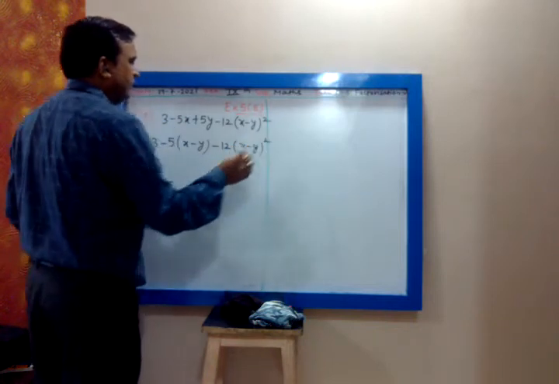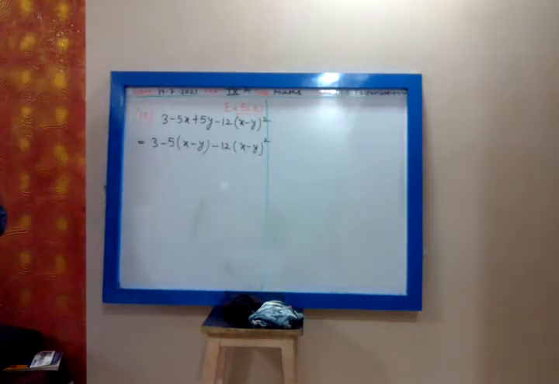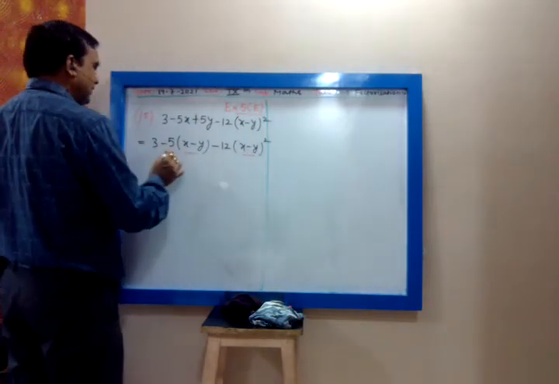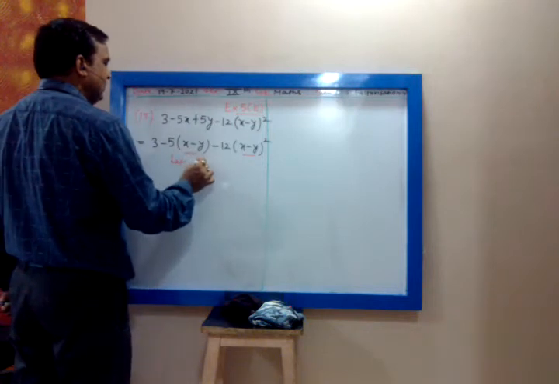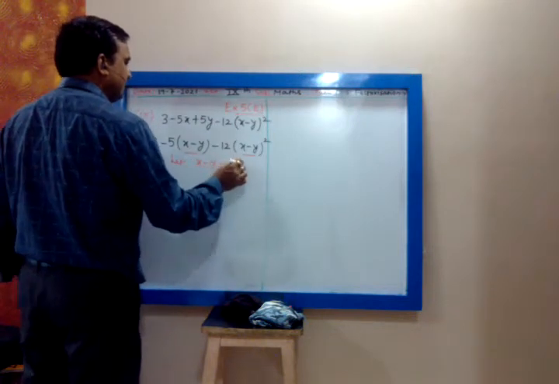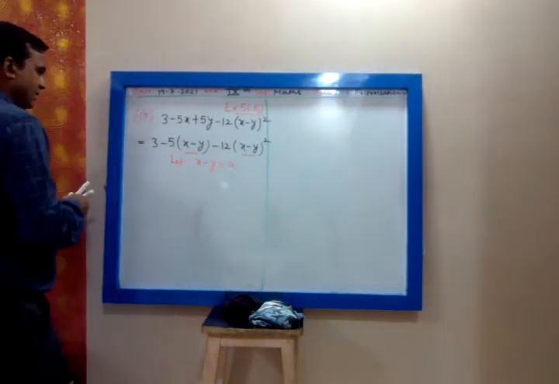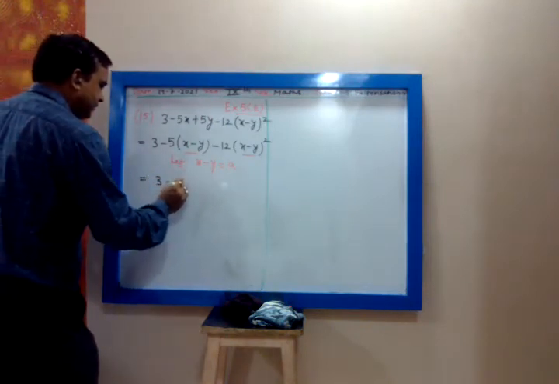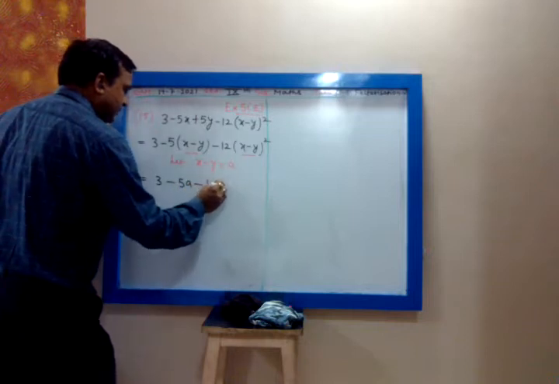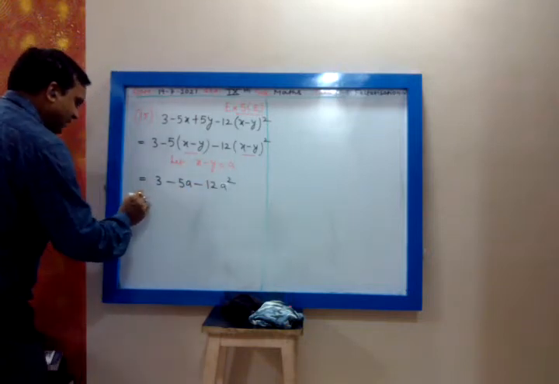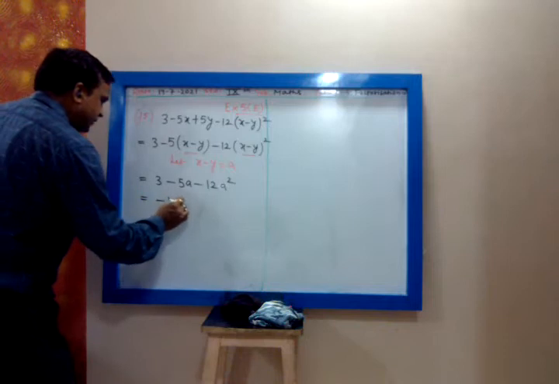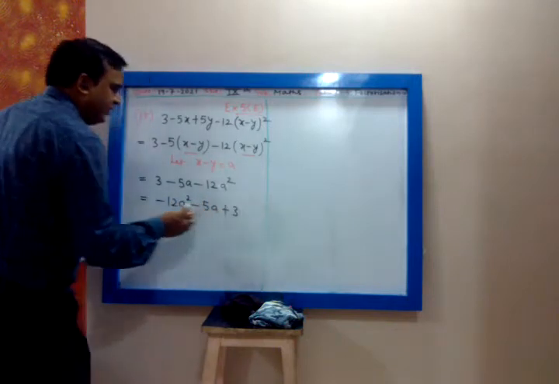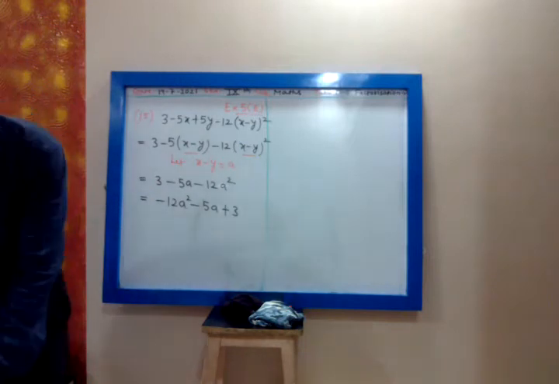Now what will you do? Which term is common? x minus y. So let x minus y be equal to a. So this will become 3 minus 5a minus 12a square. So this I can write as minus 12a square minus 5a plus 3, which is a quadratic equation of type 2.